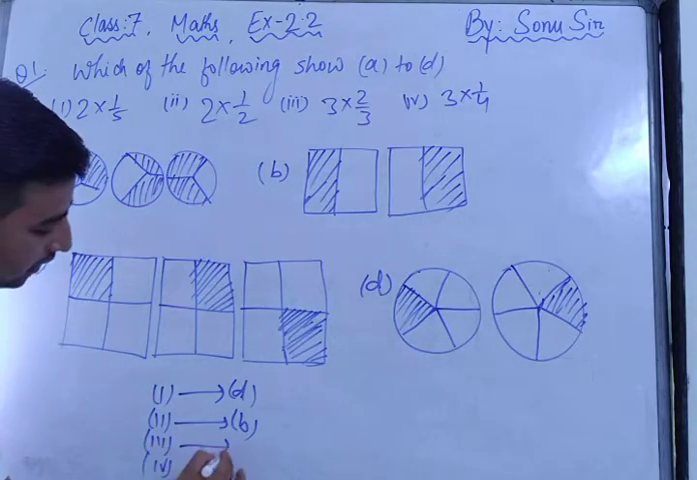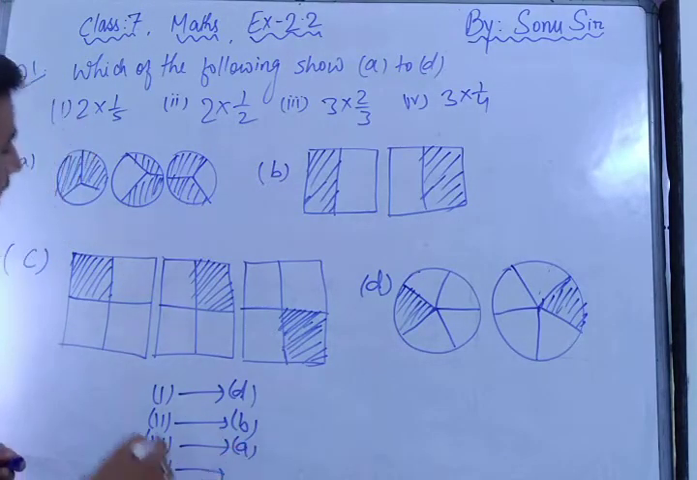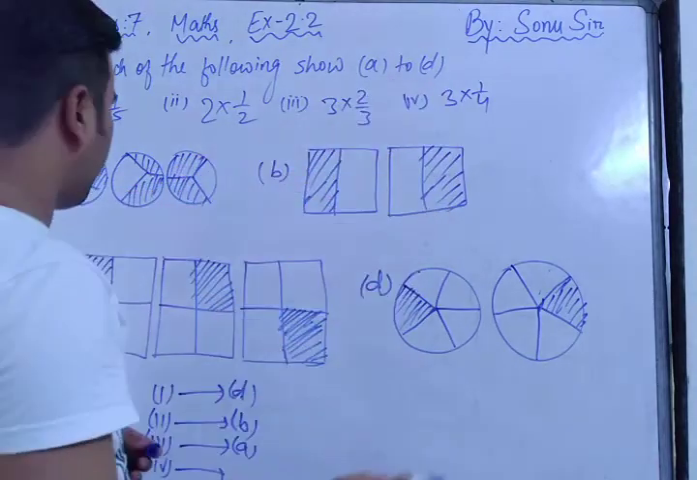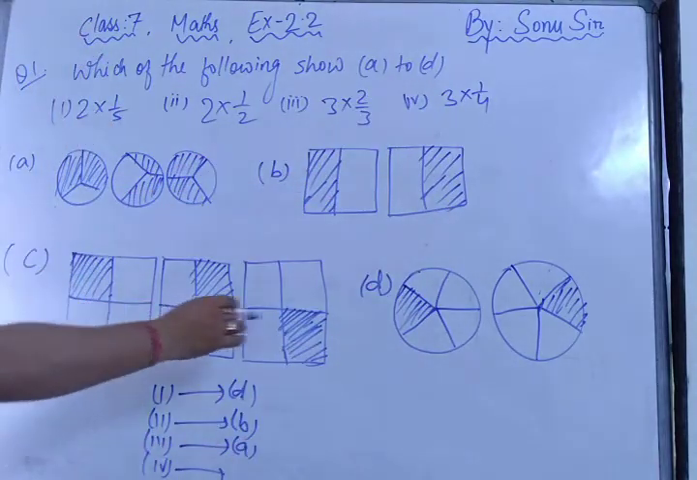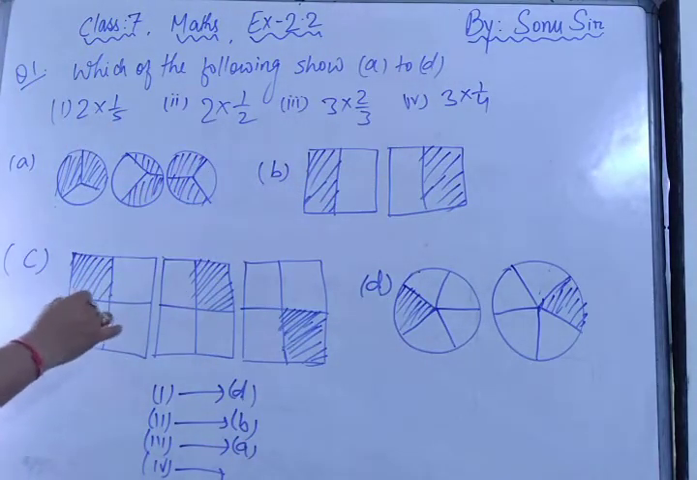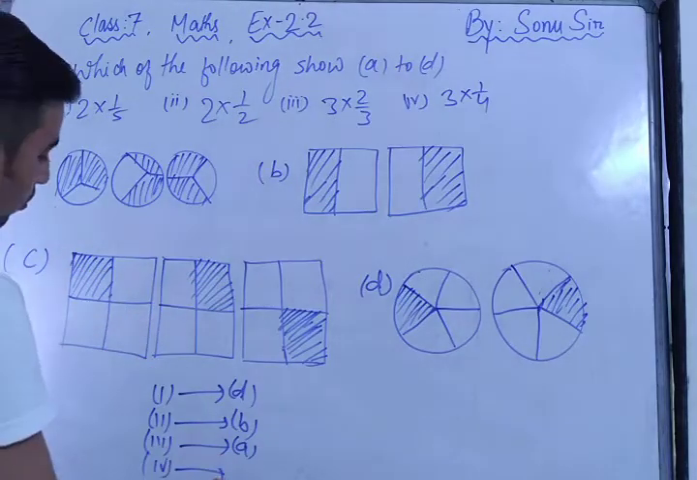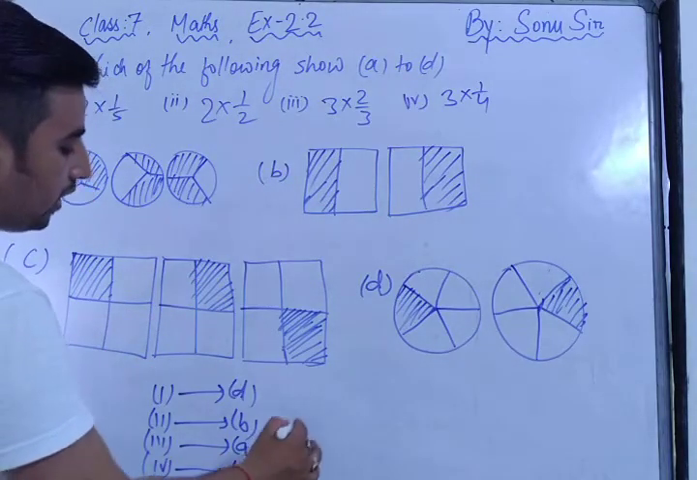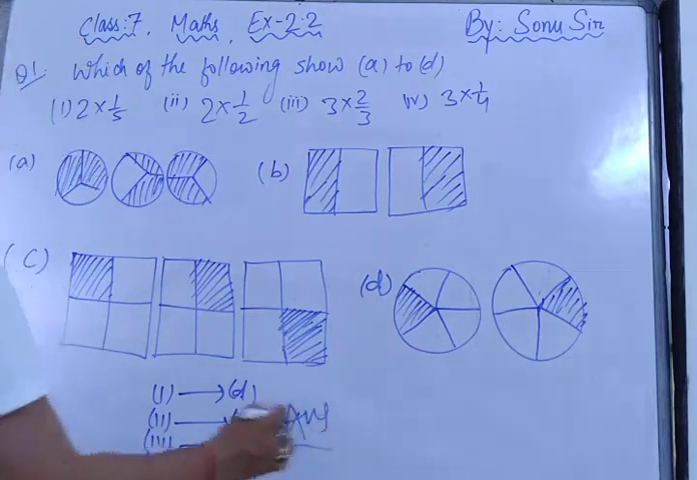So the third answer is A. And the fourth answer, 3 into 1 by 4. Here you can see 3 squares are there, divided into 4 parts, and 1 part is colored. So the fourth answer is C. So in this way you can write the answers.